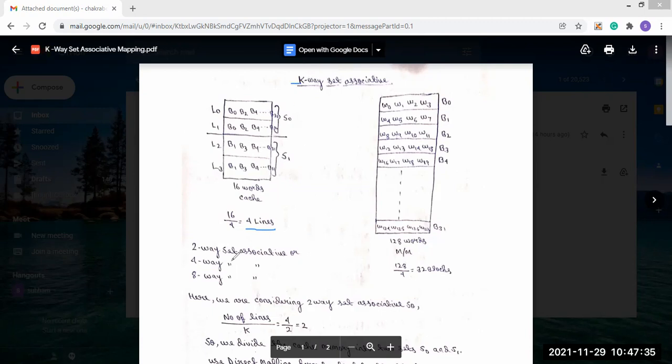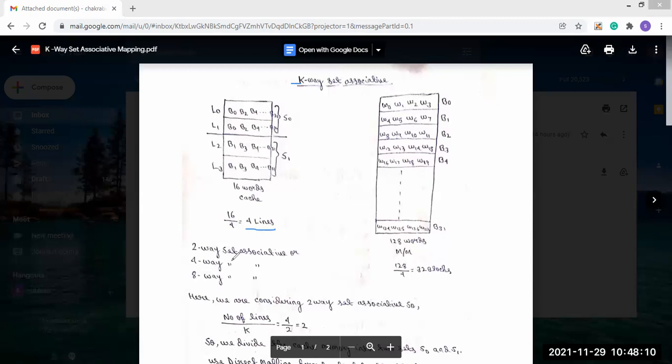So let's say, how many sets will be present? Sometimes it is given as 2-way set associative, or 3-way, 4-way, 8-way, or 16-way set associative. So the K value can be given like this: 2, 4, 8, 16. In our example, we are considering 2-way set associative.